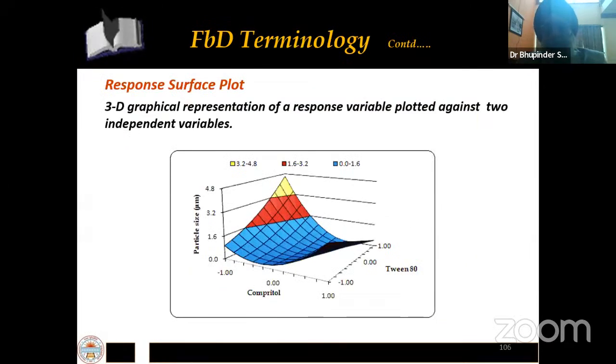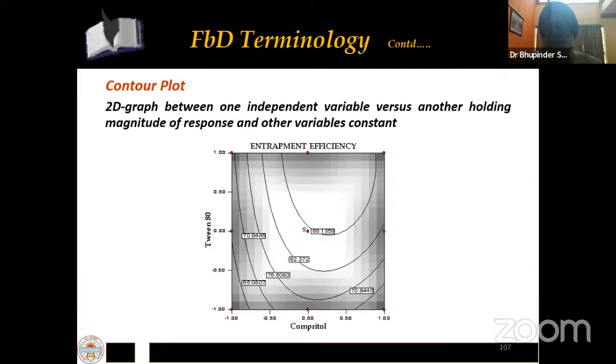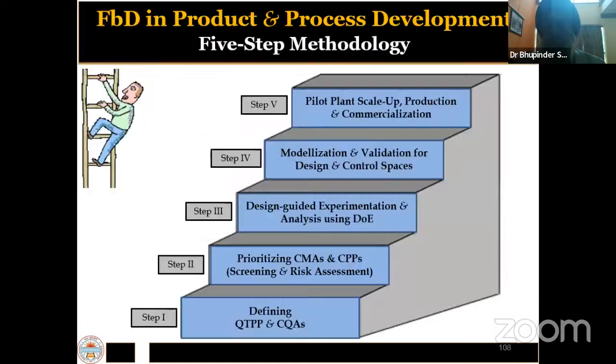So surface plot or response surface plot, that's a 3D plot, which is plotted between the CQA and two of the independent variables, that's CMAs or CPPs, is the 3D response surface plot, a 3D graphical representation. And its 2D horizontal slice is called as contour plot. And this is how the 5-step methodology of FBD is executed.